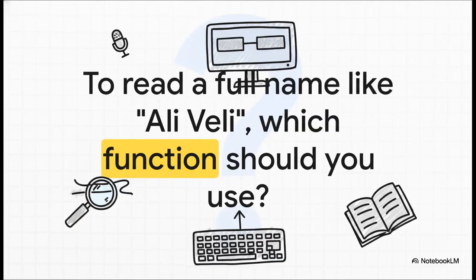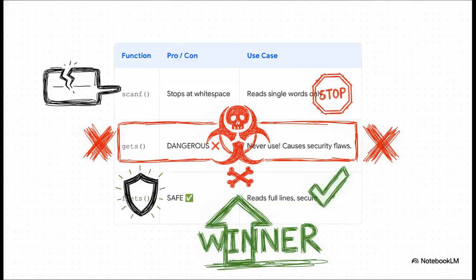So let's say your program needs to read a person's full name, something like Ali Veli. Notice that space in the middle. That's the key. Which function are you going to reach for to read that whole thing in one go? Think about the different options you have. Okay, let's break down the choices. First, you've got scanf. The problem is scanf stops reading the moment it hits any white space. So for Ali Veli, it would just grab Ali and call it a day.